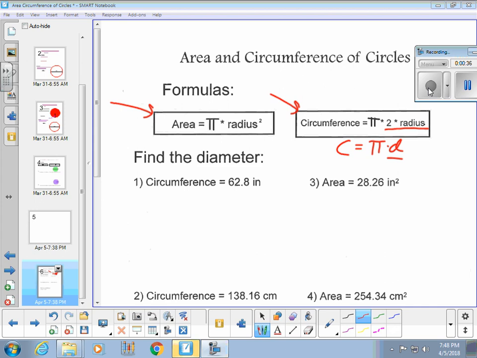And a lot of problems you did yesterday, they gave you either the radius or the diameter, one of those things, and you were able to find the area or find the circumference using these formulas. Well, now today's problems are just working backwards from that.